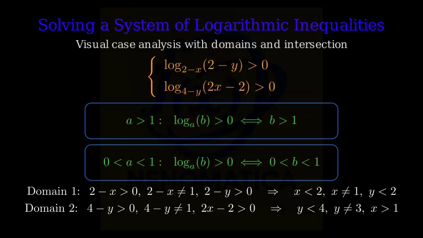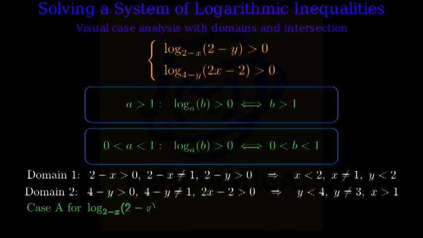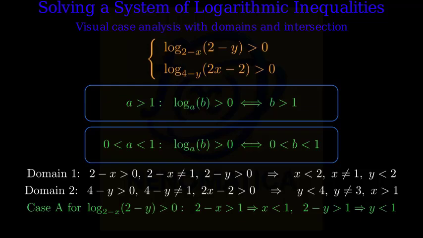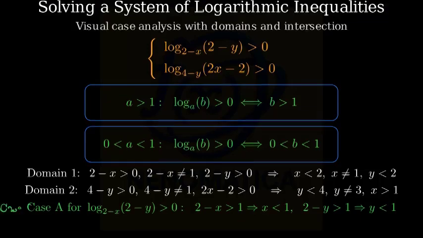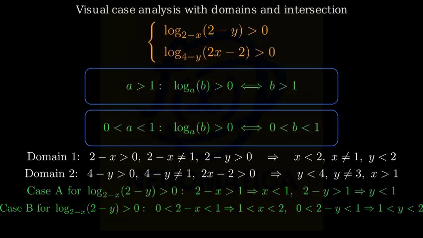Now, analyze the first inequality. Case A, the base 2 minus x is greater than 1. Then 2 minus y must be greater than 1. Case B, the base 2 minus x is between 0 and 1. Then 2 minus y must be between 0 and 1. Next, analyze the second inequality.